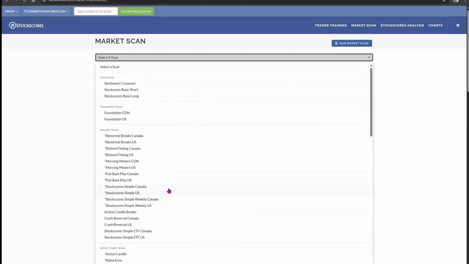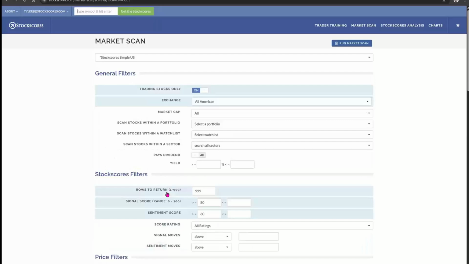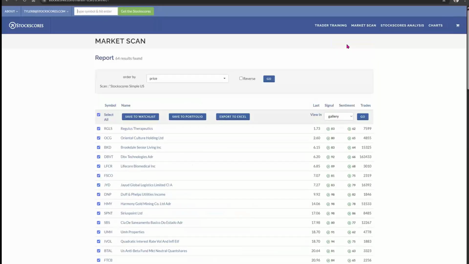Now you'll notice I've got a US version and a Canada version. The only difference between the two is the liquidity requirement. Because the Canadian market isn't as liquid as the US market, we just have some little different tweaks to the strategy. So I can select Stockscores Simple US, and I can run the scan. It went through every stock that trades in the US market, and it found 64.